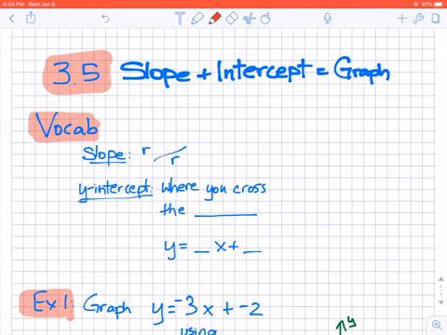Okay, today's lesson is 3.5. We're doing this again because it's kind of a long lesson. And the title of today is not only just slope, as we did yesterday, but slope and intercept. And together this will help us build graphs.